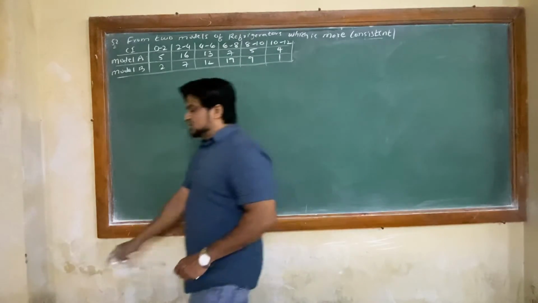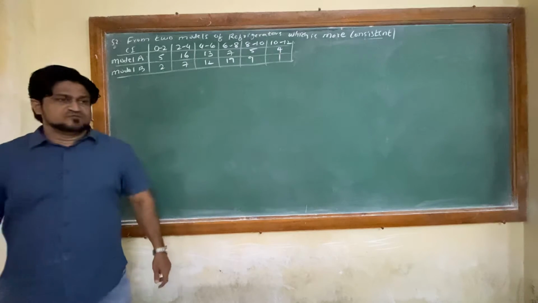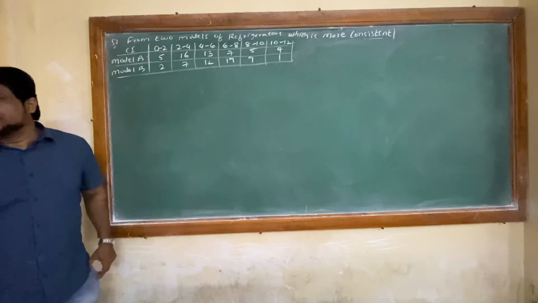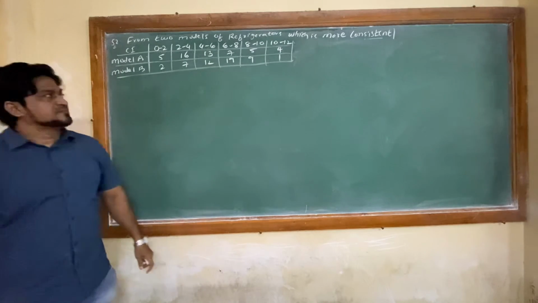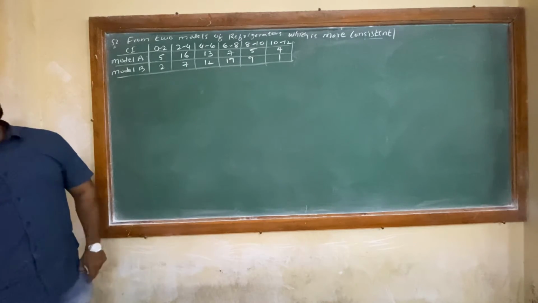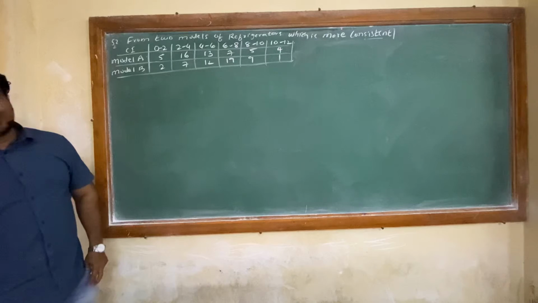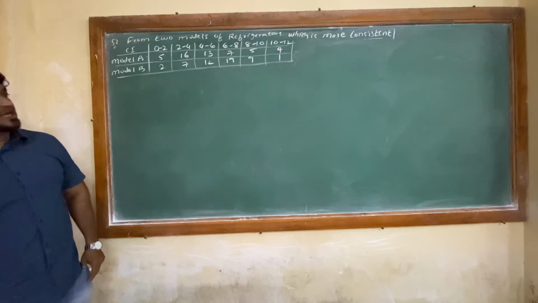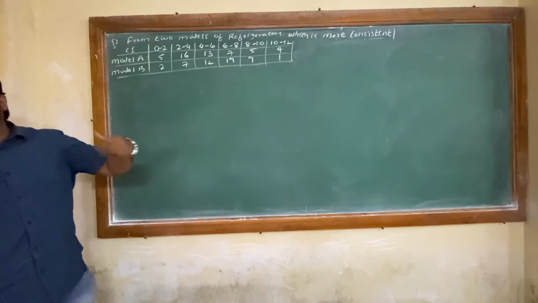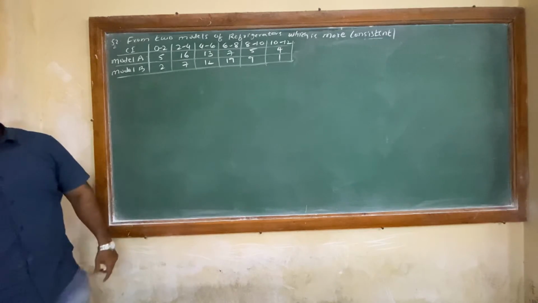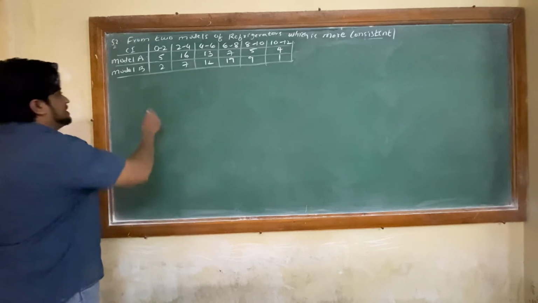See, from the two models of refrigerators, we need to find which one is more stable or more reliable. So this is the information provided. Class intervals are given to us: 0 to 2, 2 to 4, till 8 to 10, 10 to 12. Model A and model B. That means two series are given. One series I will do, and one series you can try from your side. I will do model A.